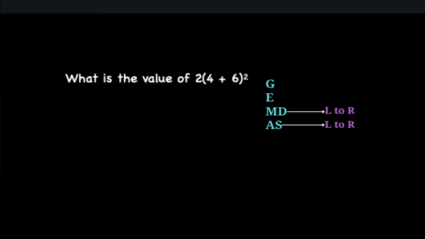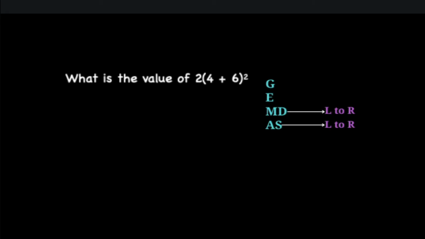Okay, so our first problem is asking us, what is the value of 2 times the quantity 4 plus 6 squared? So if you take a look here, we have our acronym GEMDAS. G is for grouping symbols, E is for exponents, MD is for multiplication and division, and you perform those operations according to what appears first from left to right, as if you are reading a book. The same with addition and subtraction. So let's go ahead and begin by solving this problem right here.